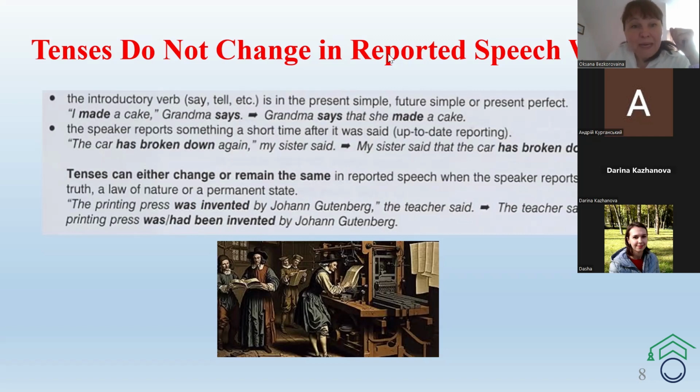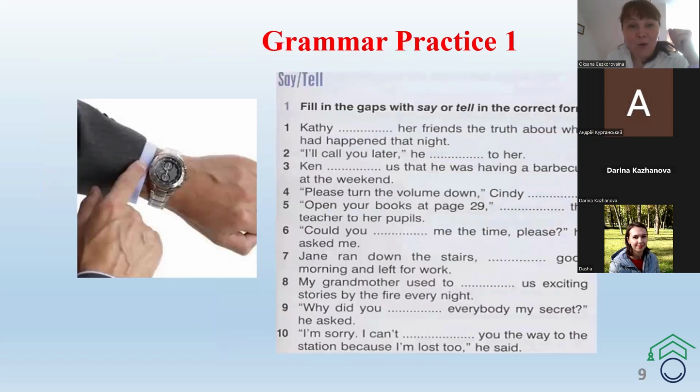So these are basic rules, and now we can put them into practice. The first exercise is about reporting verbs say and tell. Yeah? Fill in the gaps with say or tell in the correct form. Narozhna Sofia, can you start reading the sentences, please?